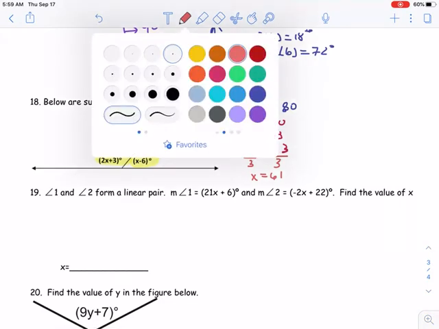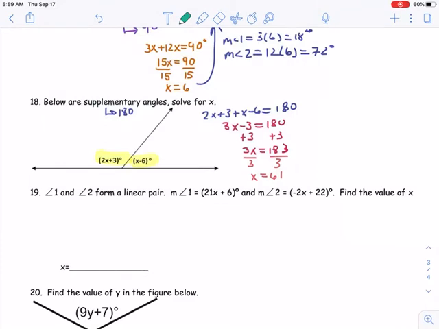So again, with these problems, you don't really have to draw pictures. It's more of just identifying the terms and what they mean. Linear pairs are supplementary, which is just a fancy way of saying 180. So this one right here is essentially the same as the picture above. Alright? And then we got the measure of angle 1, the measure of angle 2. We got to find the value of x. So 21x plus 6 minus 2x plus 22 equals 180.